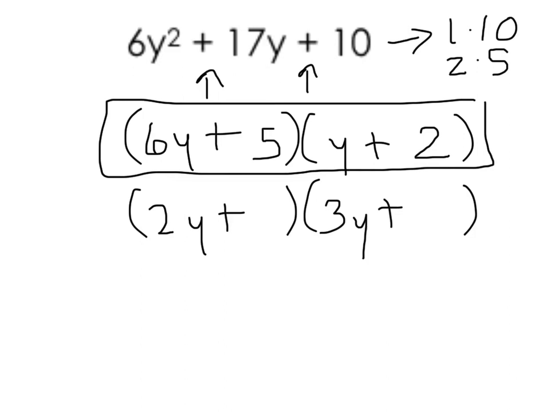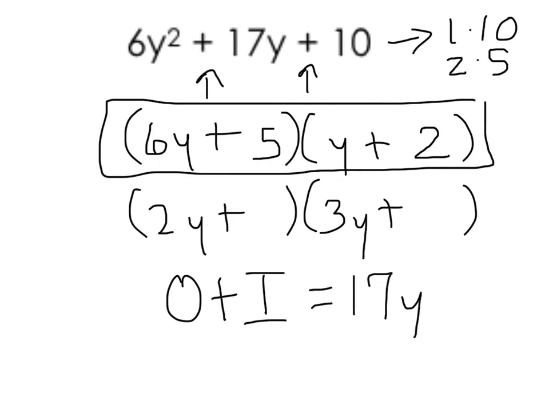Our outside is 12y, our inside is 5y. That gives us 17y. So we have to go through and try the 1 and the 10 and the 10 and the 1, in both sets of parentheses, try the 2 and the 5 and the 5 and the 2, until we can get the correct outside plus inside. The outside plus the inside has to be equal to 17y.